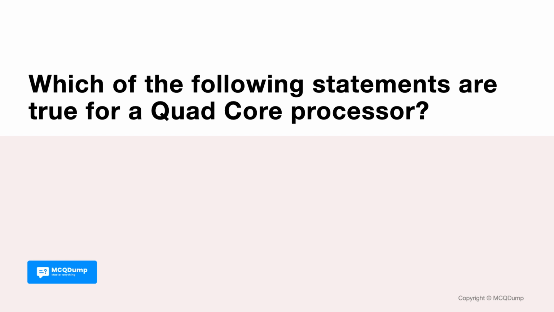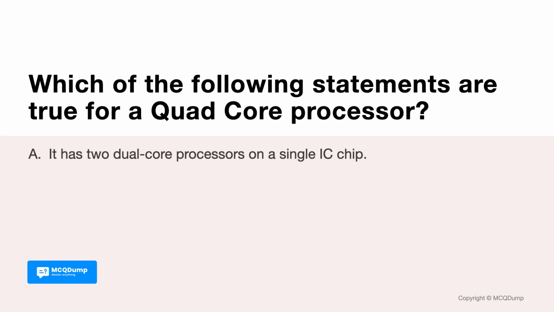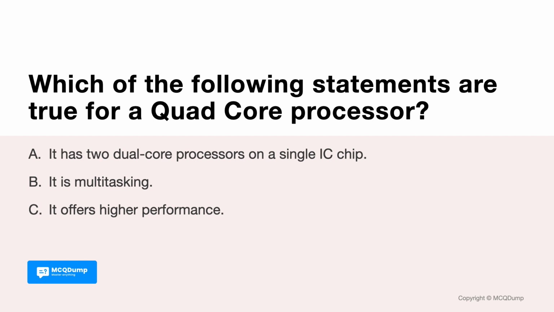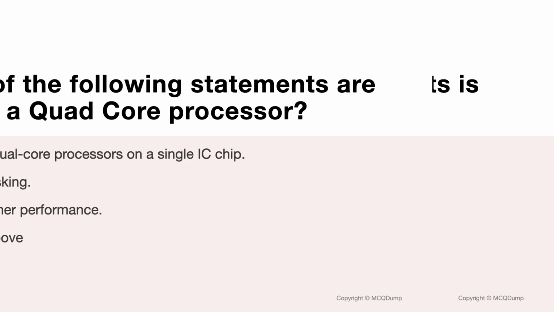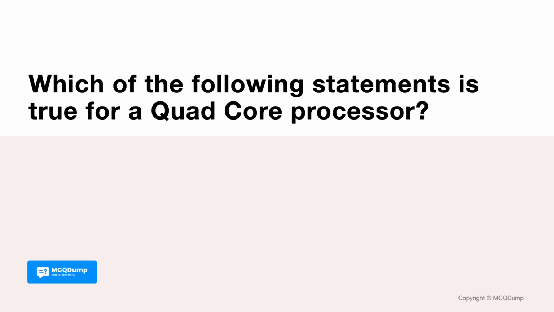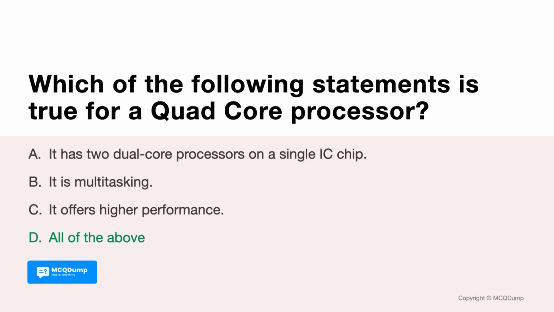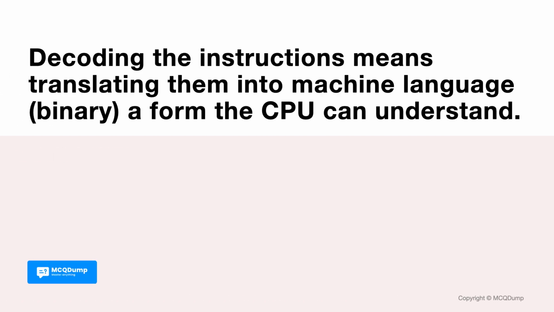Which of the following statements are true for a quad-core processor? Options are A. It has 2 dual-core processors on a single IC chip, B. It is multitasking, C. It offers higher performance, and D. All of the above. Answer is D. All of the above.